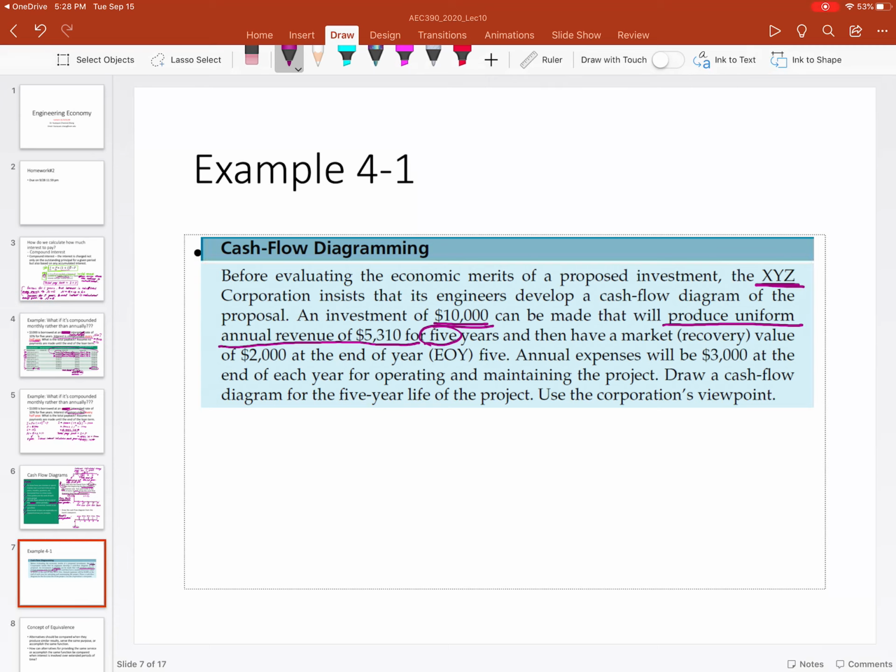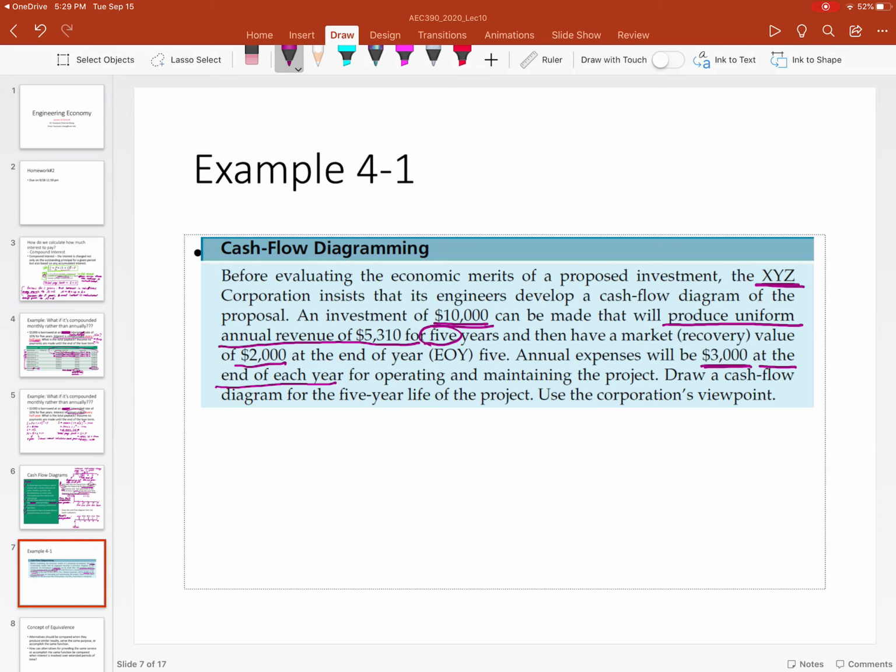Market value means at the end of the project, you can sell that to another company and you can get 2,000 as your selling price. And annual expenses will be 3,000. Of course, you invest and then you have revenue, but you also need to run the project, so you have expenses, you have costs. And that cost every year is 3,000, at the end of each year for operating and maintaining the project.